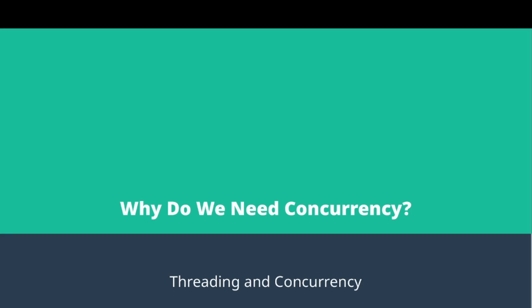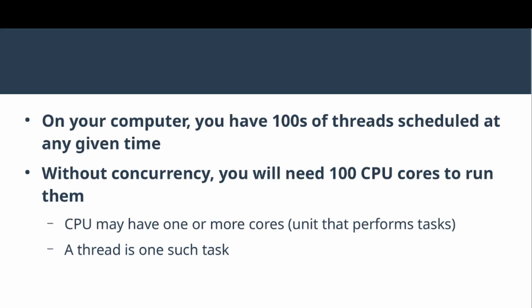So at this point, we understand what concurrency is, but what we really need to know is why we need concurrency. On your computer, at any given time, you have hundreds of threads scheduled, and without concurrency, you'd need 100 CPU cores to run them. Now remember, a CPU may have one or more cores, and the core is the thing that performs tasks, and a thread is one such task.